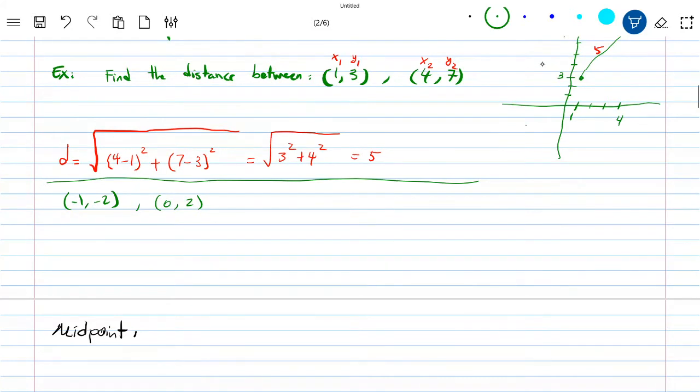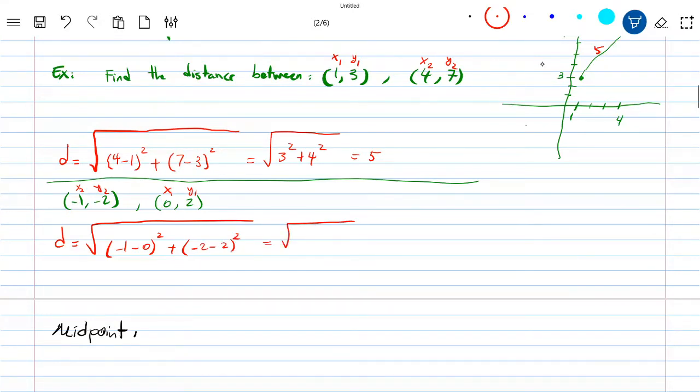So what would be the distance? The question is, what is the distance? The distance would be the difference in the x's squared plus the difference in the y's squared. I'm going to call this x1, y1, x2, y2, just to show you that the order does not really matter. x2 minus x1 would be -1 minus 0 squared, plus y2 minus y1, -2 minus 2 squared.